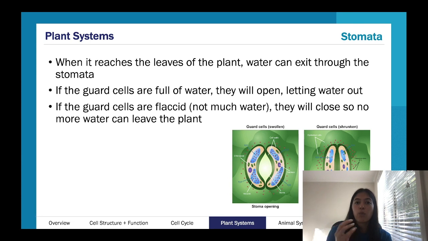So if you don't have enough water to fill the guard cells to open them, therefore you're not going to let the water out. You see what I mean in that way? Yeah, you'll learn about that a lot more.